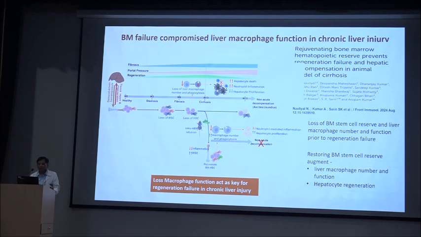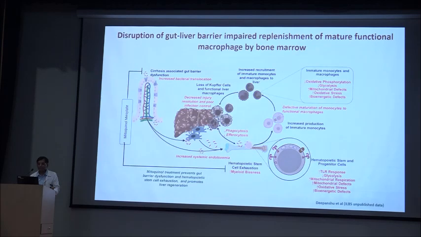She also showed proof of concept that if you can rejuvenate the bone marrow, you can prevent this process and delay the transition from compensated to decompensated cirrhosis.